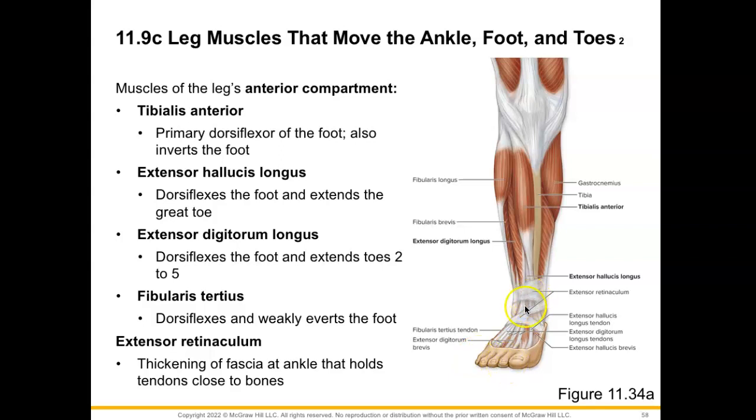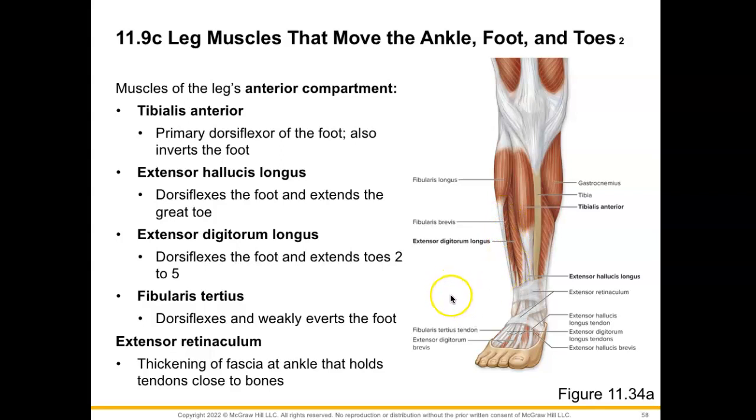And once again, we'll have some dorsiflexion, but it's more of a weak dorsiflexion. And then we have fibularis tertius. That's going to be that 5th tendon that you count. You can see it over here. And this is going to dorsiflex and weakly evert the foot. We'll see stronger everters in our fibularis longus and fibularis brevis muscles, which we'll talk about in a minute.